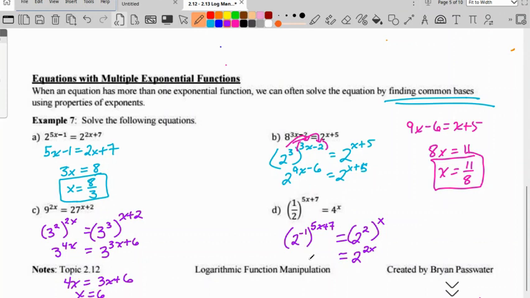Okay, and this would be 2 to the... good job remembering the minus 7. Got to distribute to both parts. That just means negative 5x minus 7 must be equal to 2x by logic. So that means 7x equals negative 7, which means x equals negative 1. And then it's an exponential, so we don't have any additional restrictions, and we're good to go.